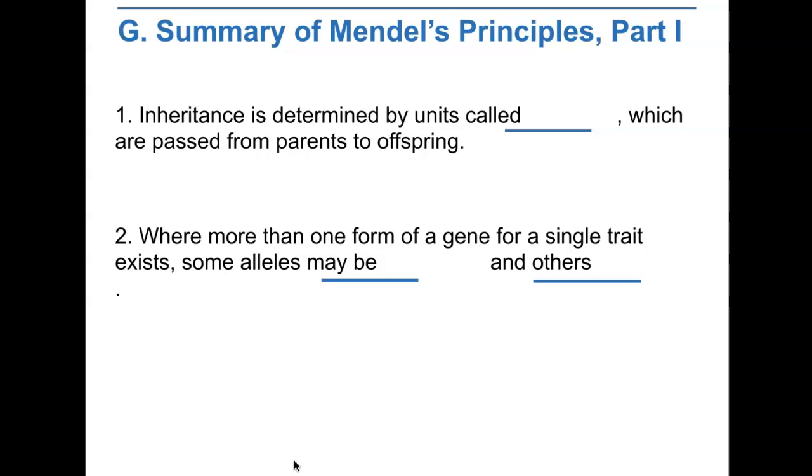Mendel's principles of segregation and independent assortment can be observed through 1- and 2-factor crosses. Mendel's principles of heredity, observed through patterns of inheritance, form the basis of modern genetics. These principles of heredity are as follows. The inheritance of biological characteristics is determined by individual units called genes, which are passed from parents to offspring. Where two or more forms, or alleles, of the genes for a single trait exist, some alleles may be dominant and others may be recessive.